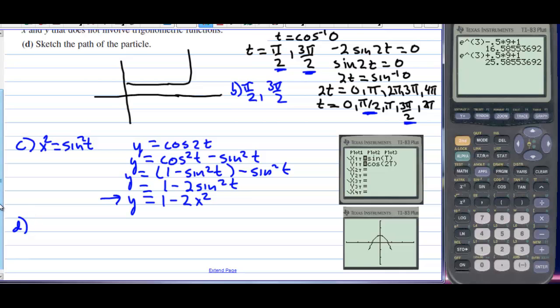In letter D, we're asked to sketch the path of the particle. And so yes, you just have to plug in sine of t for x and cosine of 2t for y, and there's the path of the particle. And if this was a test, you just have to jot this down.